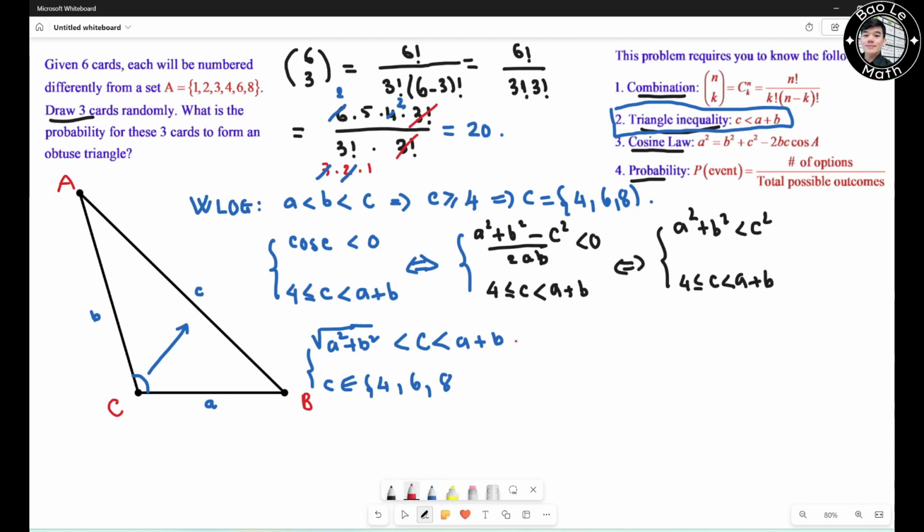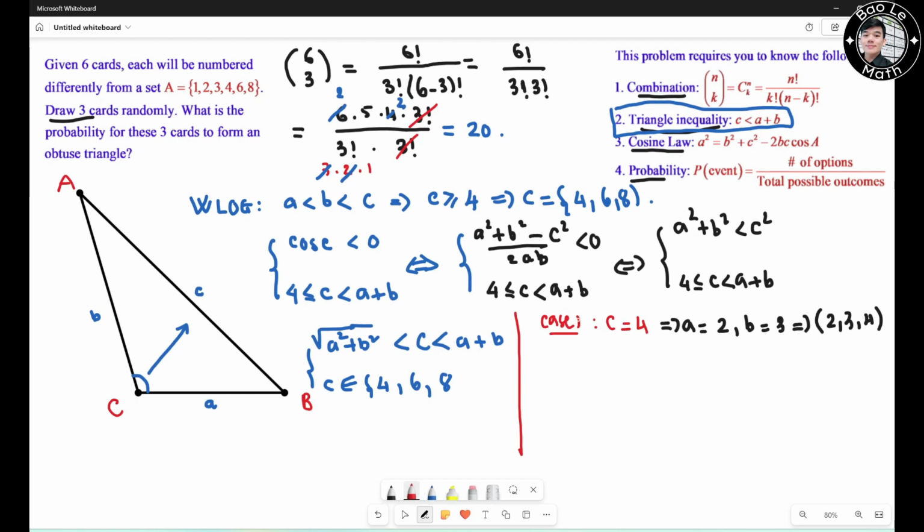Now we have 3 different cases. The first case, case 1, c equals 4. If c equals 4, then by the triangle inequality, a equals 2 and b equals 3. So we have the first solution: 2, 3, and 4.